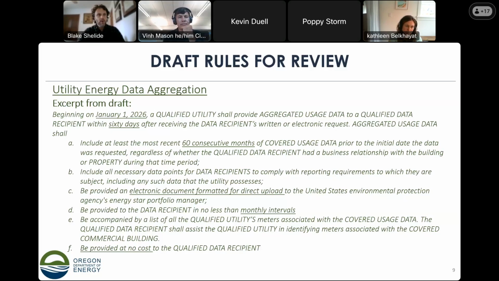I think I understand the question. We can definitely take a finer look at the language for meters versus accounts in the draft rules and how that might affect the requests. But that is something that is addressed in some parts of the draft rules. For example, if building ownership changes, it would still allow the current building owner to request data for the previous 5 years, regardless if they didn't have a business relationship with that utility 3 years ago.